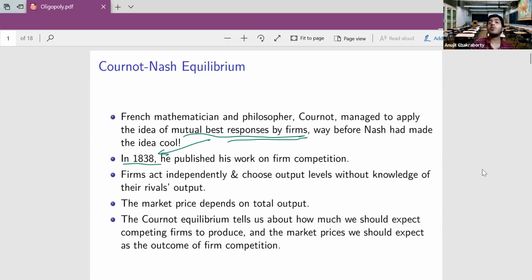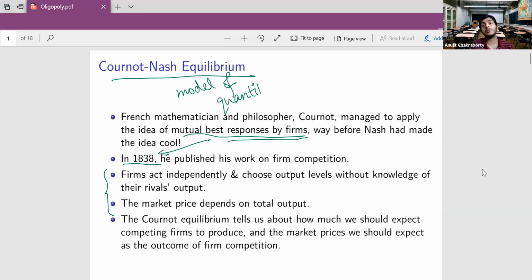Now, here is how Cournot's setting looks. Cournot said that there are going to be a particular number of firms. They're going to compete. Just like in a game, they're going to decide what actions they're going to take, and because it's firm competition, the actions are going to be either quantity or prices. In fact, Cournot-Nash equilibrium, and you should always remember it, is a model of quantity competition.